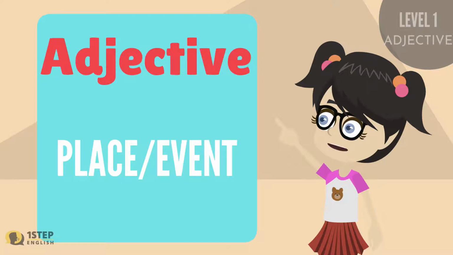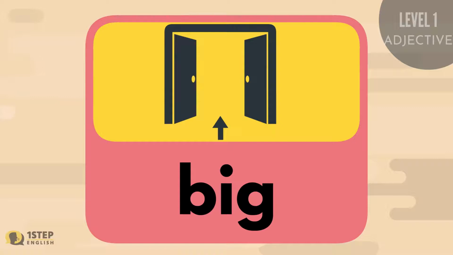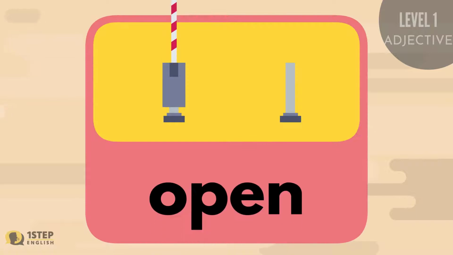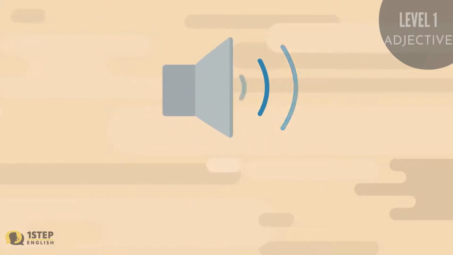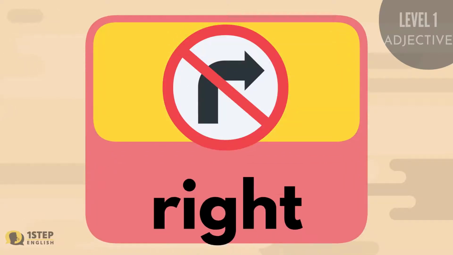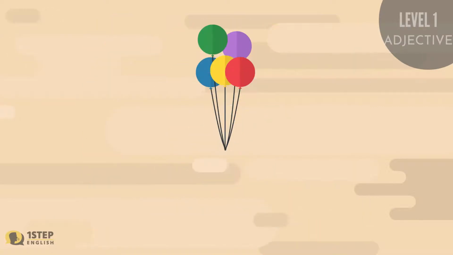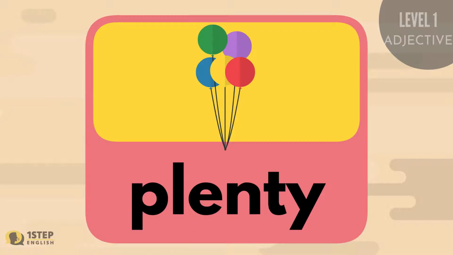Adjectives describing a place or event. Big front door. Opening boom barrier. High volume. No right turn sign. Plenty of balloons.